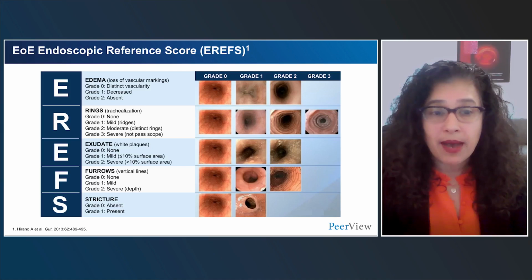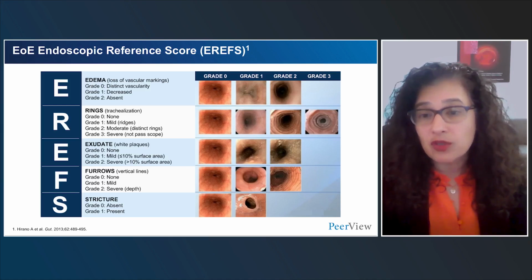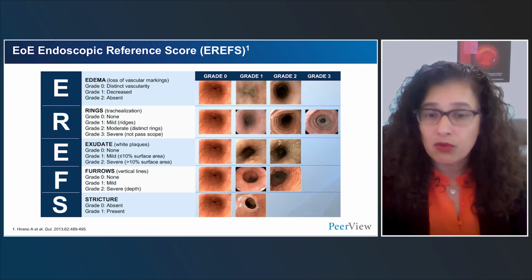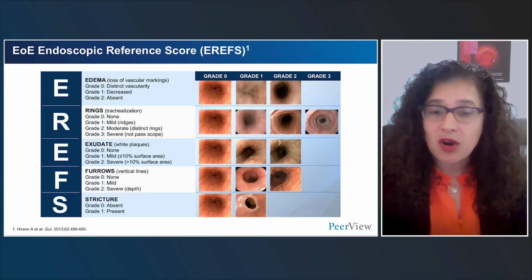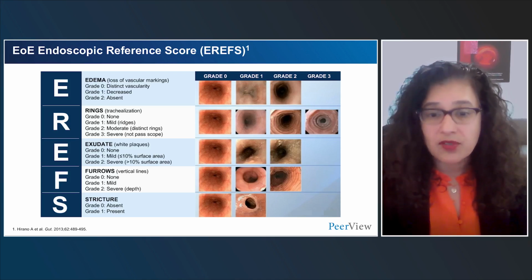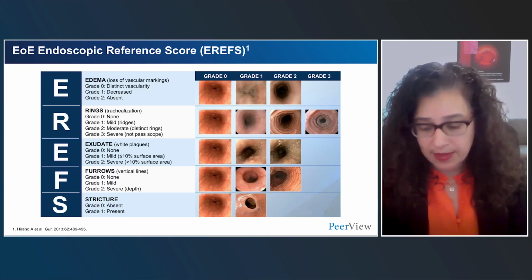Rings can be very mild or subtle in grade 1, more prominent and moderate in grade 2, and grade 3 essentially means a regular adult endoscope cannot pass through those rings. Exudates are mild or less than 10% of the surface area, or severe, more than 10% of the surface area. Furrows can be very mild or very deep in depth, and strictures are graded as either present or absent.